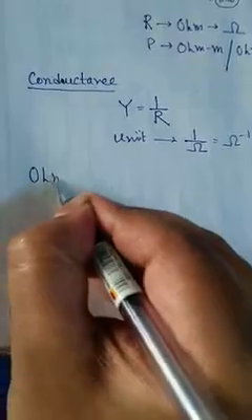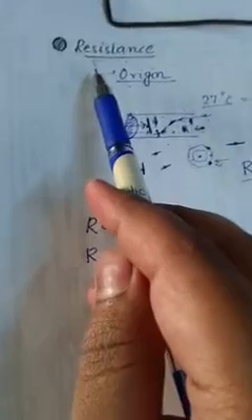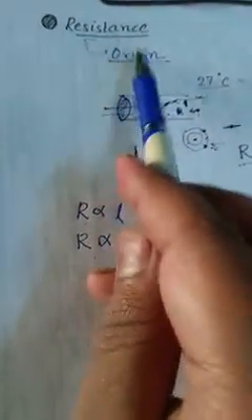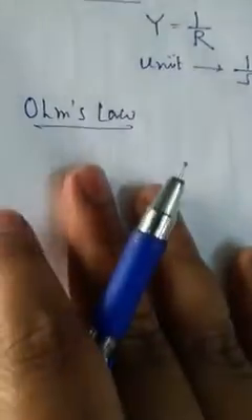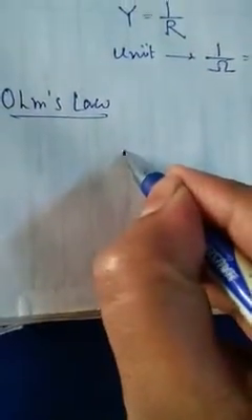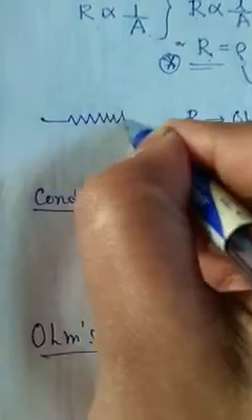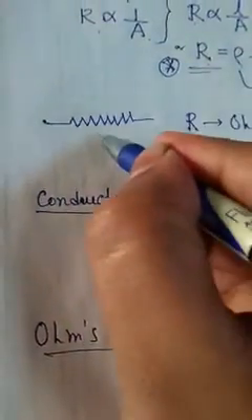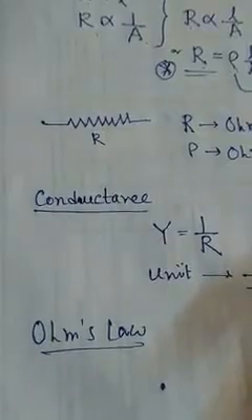Now next topic is Ohm's law. Another question may come from here: what is the external factor on which the resistance of a conductor depends? So what is Ohm's law? Basically, another thing first: the circuit symbol of the resistance is like this, and you have to write an R here. So this is the circuit symbol of the resistance.